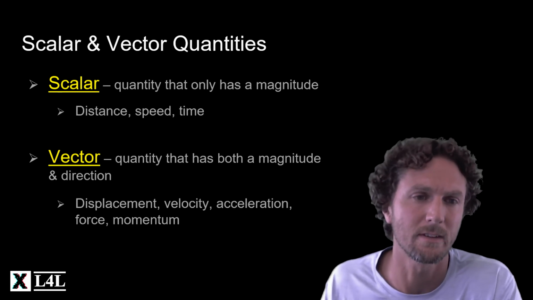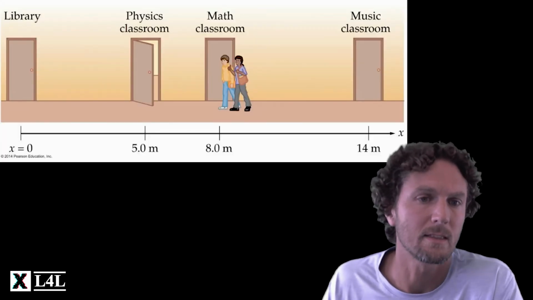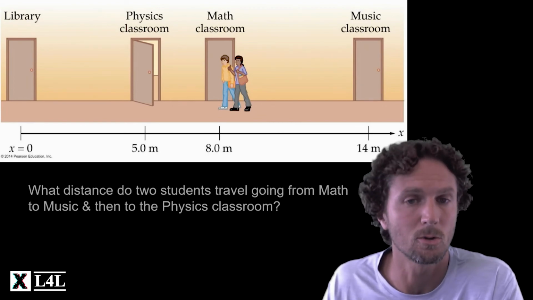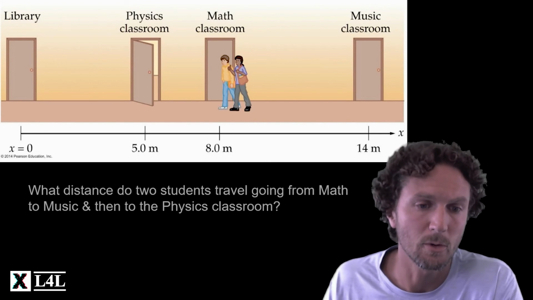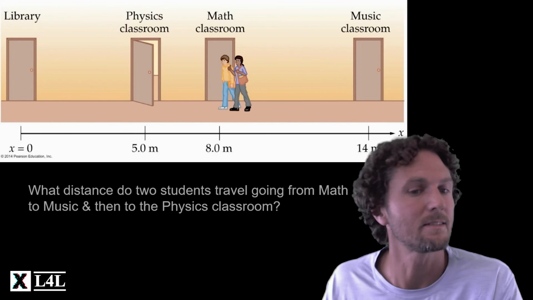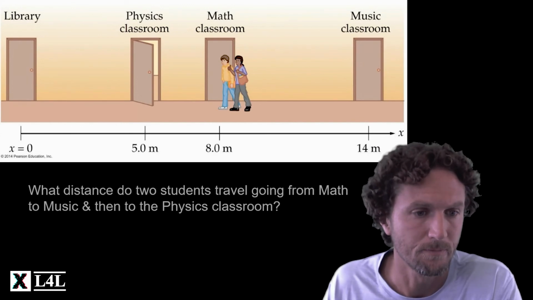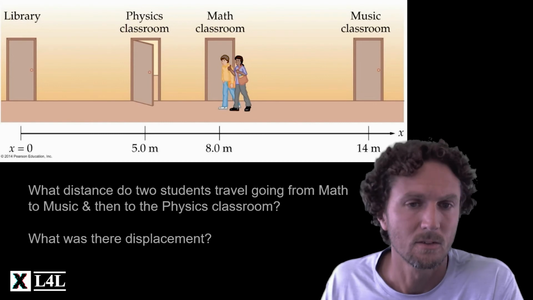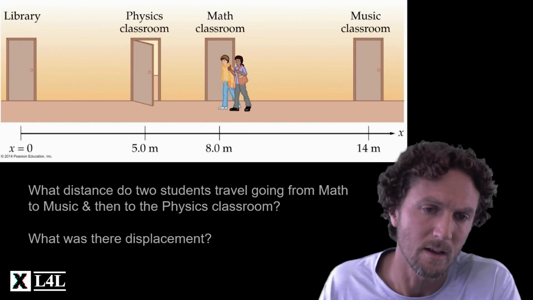Let's take another look at an example here. Let's suppose that these two students, they're leaving their math class and they actually have to go down to the music room to pick up something before they head to their physics classroom. Okay, so what was the distance that these two students traveled? And what would be their displacement? So again, pause the video and try and solve those.